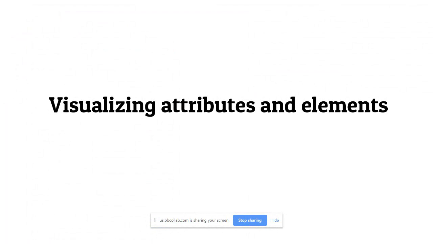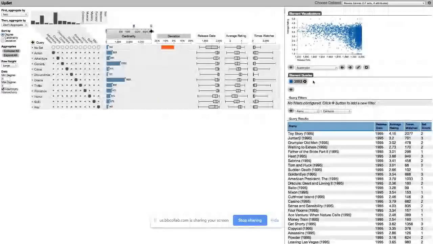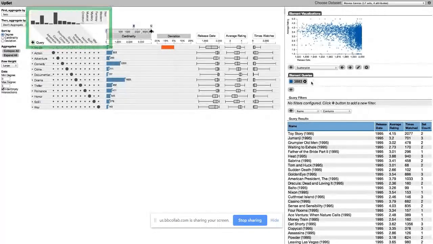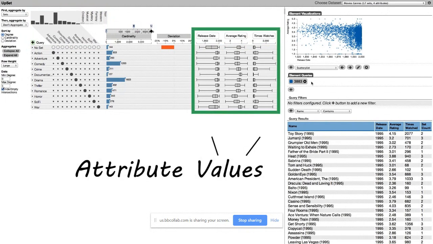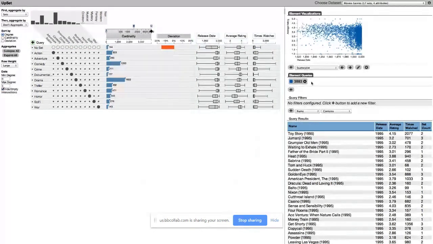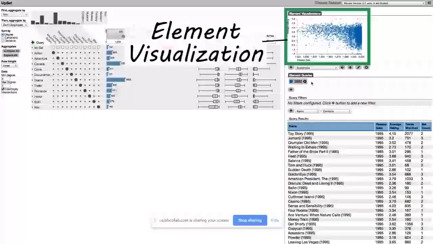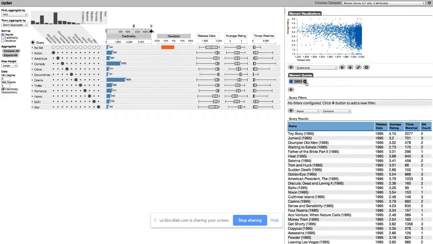UpSet also visualizes elements and attributes. To demonstrate this, we've loaded a dataset about movies that contains movie genres, release dates, ratings, and popularity. The view here is aggregated by sets. Here we can see box plots of the attributes: release date, average ratings, and times watched. In the element view, we see a scatter plot of release date versus ratings for the whole dataset. It seems like ratings in the past were higher, but this is possibly a bias of the data collection.